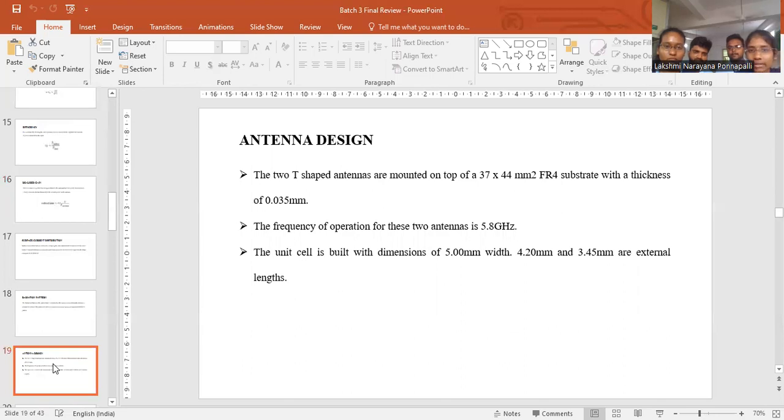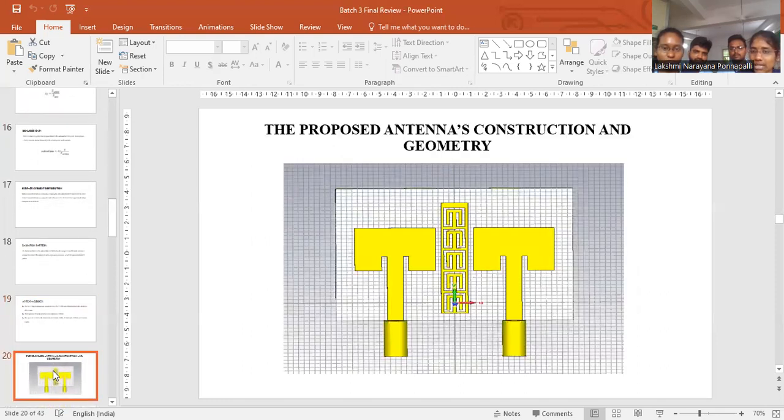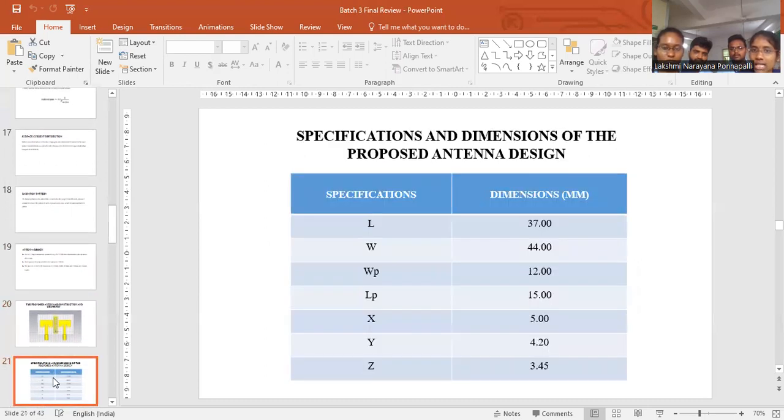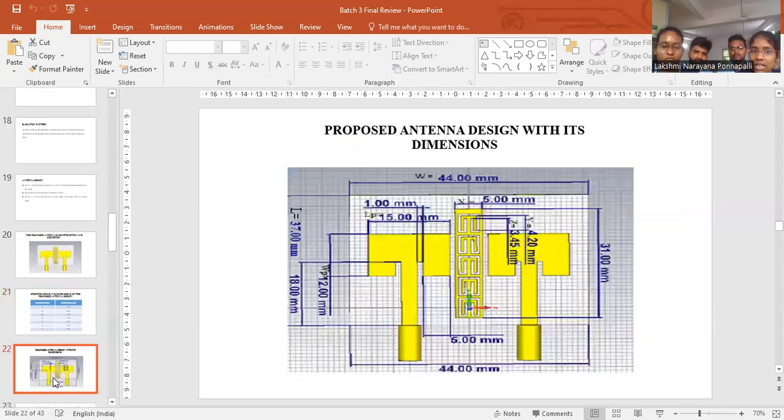Coming to our antenna design. Here we designed our antenna with a size of 37 by 44 mm. We are using FR4 substrate because it has a very low cost. Our entire antenna is working at a frequency of 5.8 GHz. The dimensions of our metamaterial unit cell are 5 mm width, with 4.2 and 3.5 as the external lengths. This is our proposed antenna construction and geometry. This is the structure of our proposed antenna. These are the specifications and dimensions we are using to design the proposed antenna. This is our antenna with dimensions and specifications.